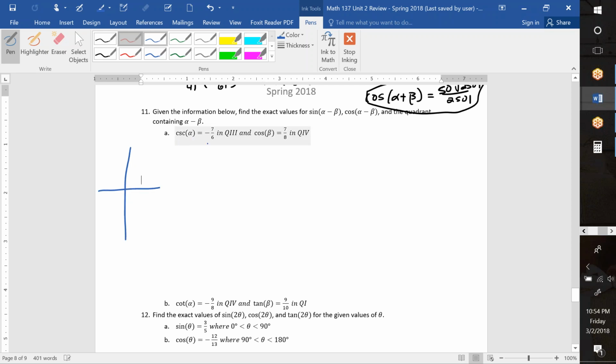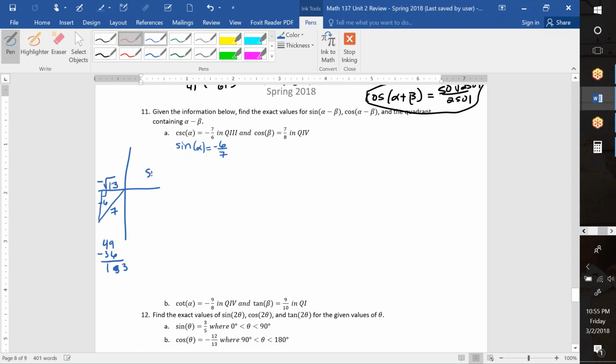So cosecant is negative 7 over 6. I'm going to go ahead and change that to sine of alpha equals negative 6 over 7. And we're in quad 3. So negative 6 over 7 is the opposite over the hypotenuse for sine. So then this would be 49 minus 36, since we're doing hypotenuse minus the leg squared. So that's going to be 13. So this is square root of 13, but it is also negative.